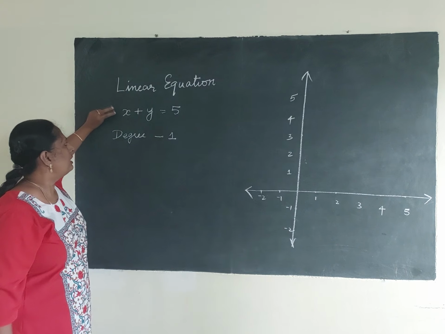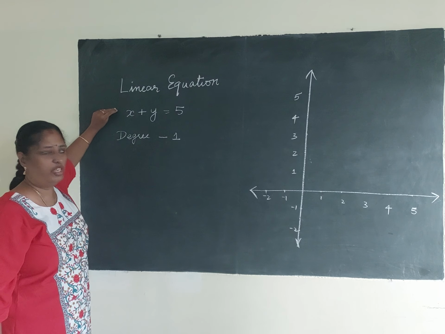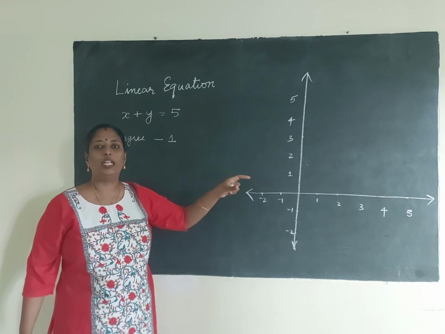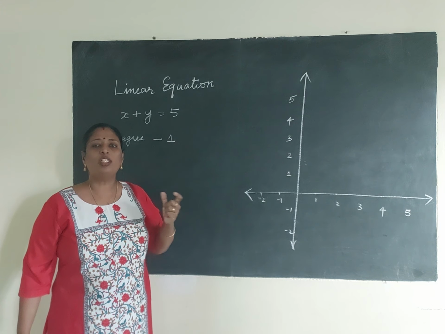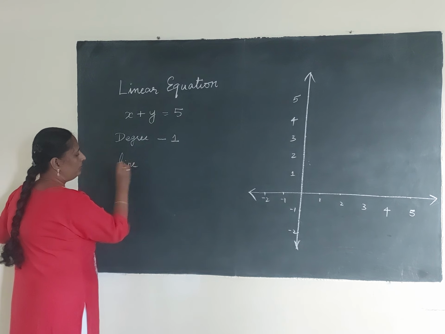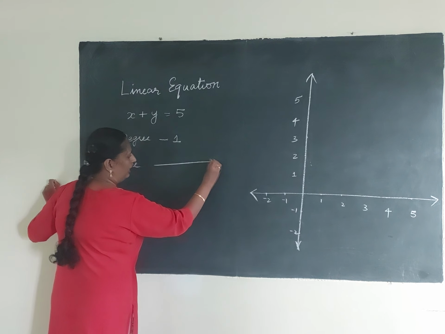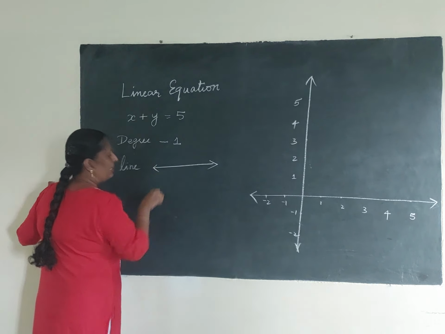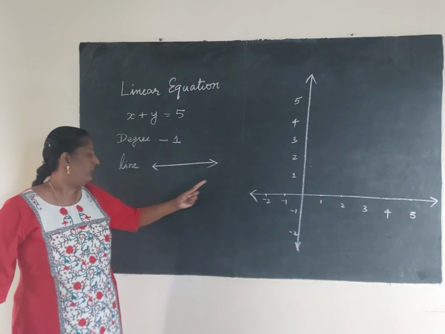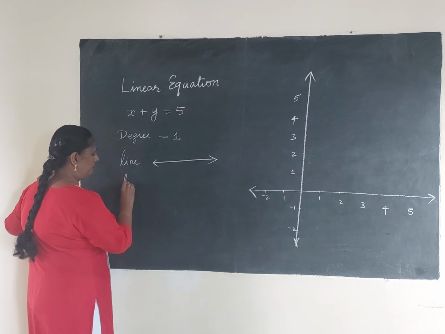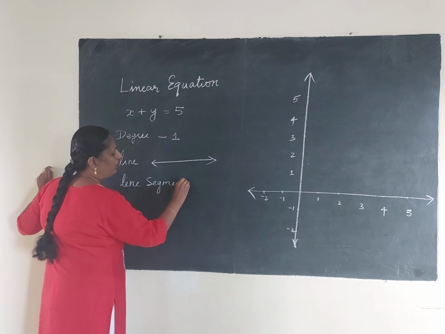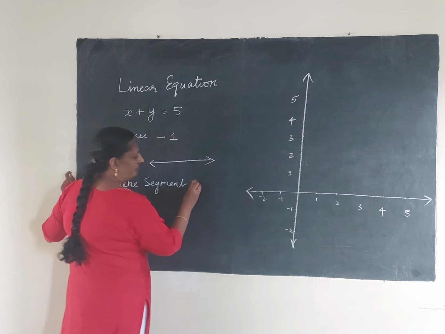Why do we call this equation a linear equation? If you plot this equation in a graph, you will get a straight line. What's the difference between the line and the line segment? A line segment is a line which has a terminal point as well as a starting point. It's a part of the line.